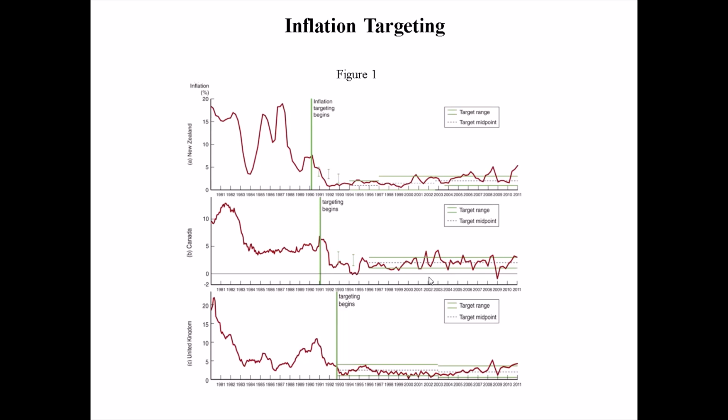It looks like Canada seems to have the most erratic inflation. New Zealand, it looks like their inflation was pretty stable, but then it seems like it's starting to get a little more erratic. And it looks like the UK probably has had the best performance in terms of inflation targeting.